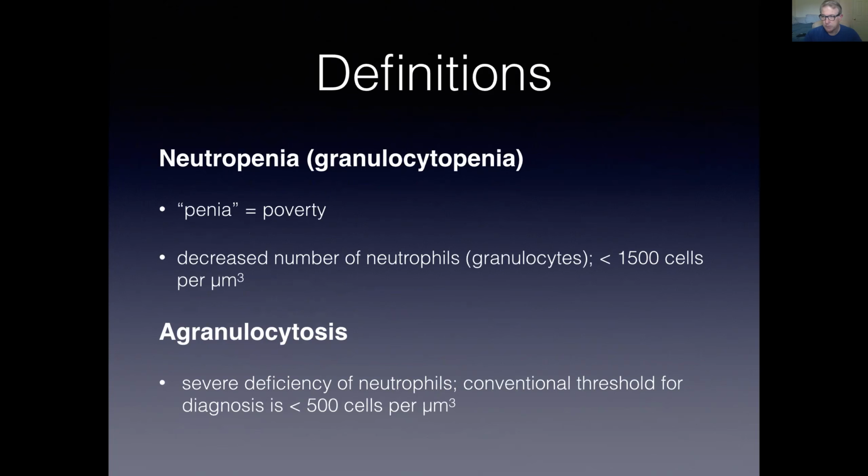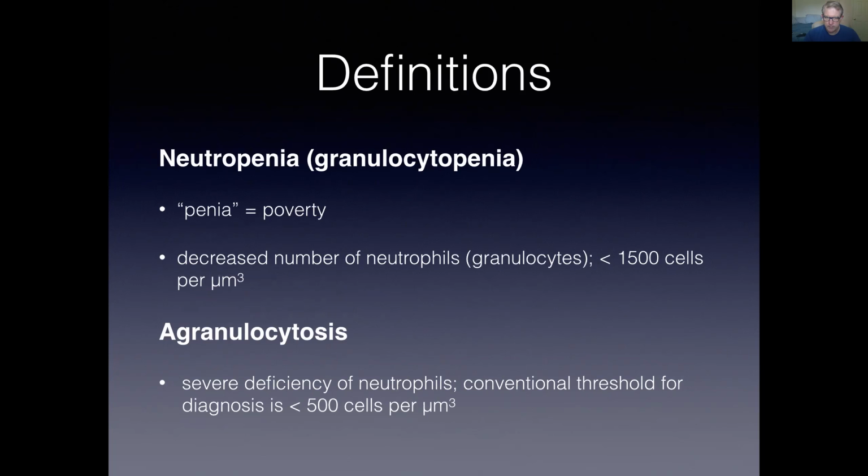Neutropenia, also known as granulocytopenia, simply refers to a deficiency or a relative paucity of the neutrophils or the granulocytes, depending upon who's using the term. The customary cutoff for declaring somebody as suffering from neutropenia is 1,500 neutrophils per cubic micrometer of blood.